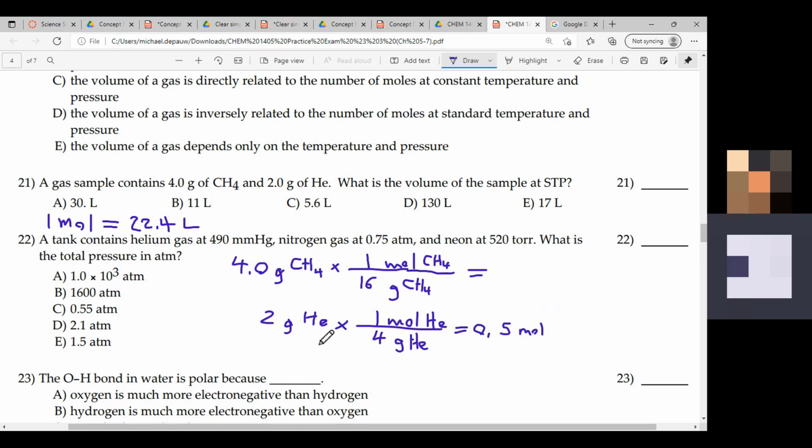I know I'm messing up with sig figs. Technically speaking, this is 2 sig figs. So this should be 0.50. And the other one is supposed to be 2 sig figs as well. It's going to be 0.25. So 0.25 moles. I know that doesn't look like a 2. Sorry. Now, if I add up the total moles there, it's just going to be 0.75 moles, right?